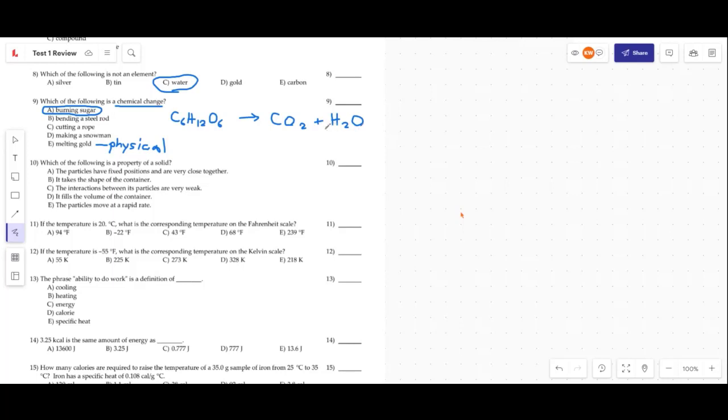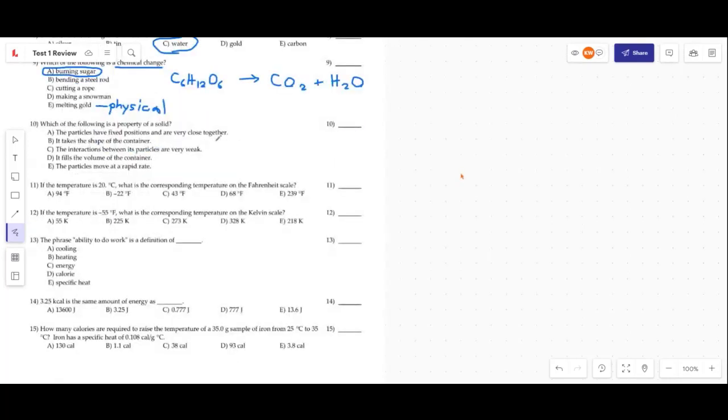It does. Good deal. All right, so let's go ahead and take a look at number 10. Which of the following is a property of a solid? Absolutely, the particles have fixed positions and they're very close together.